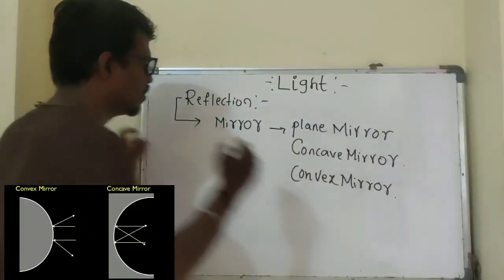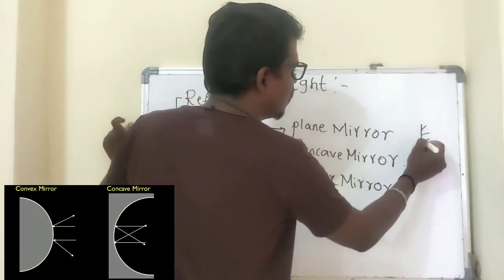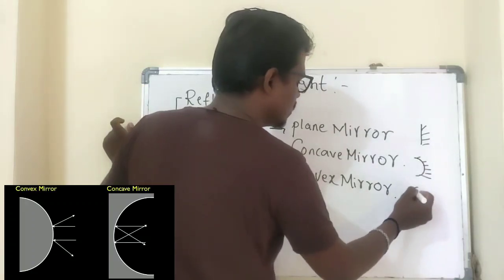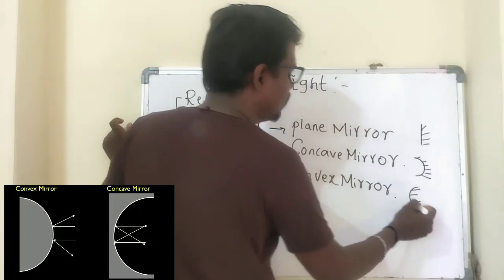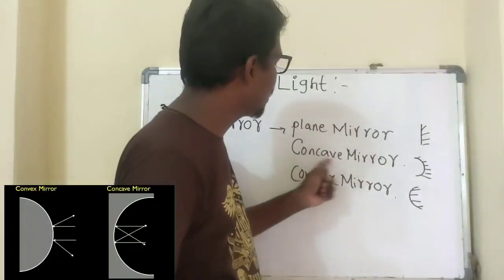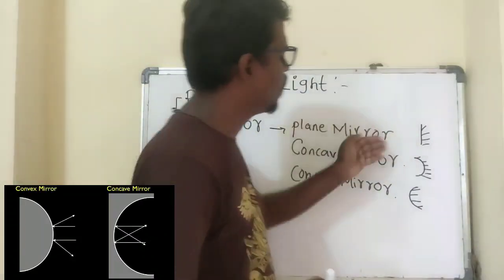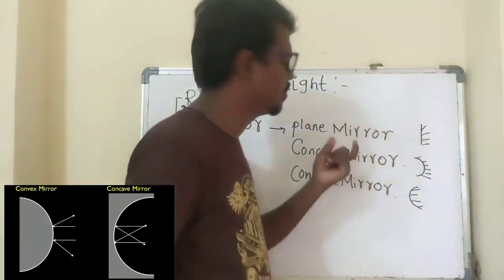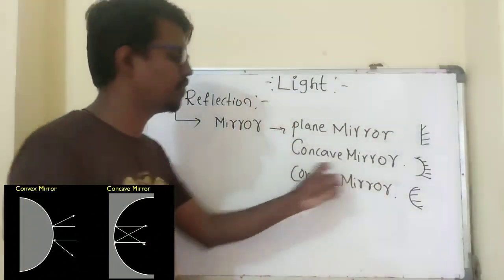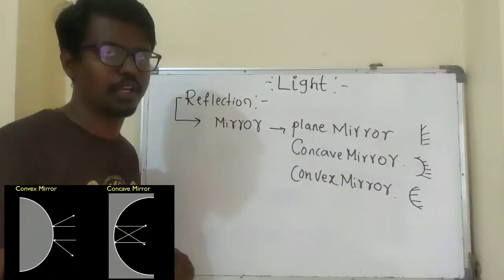See here, this is the plane mirror, this is the concave mirror and this is the convex mirror. If the inward part, the cave part, is reflecting, the mirror is concave. If the outer part of the mirror is reflecting, that is a convex mirror.